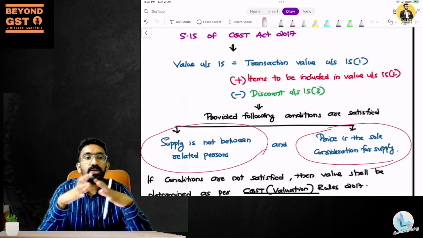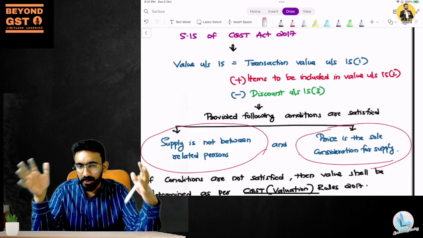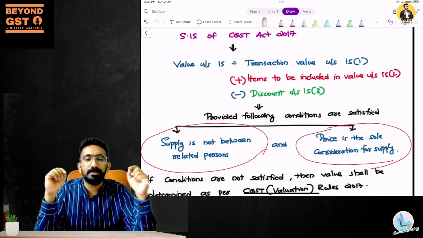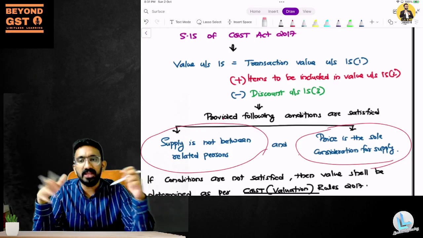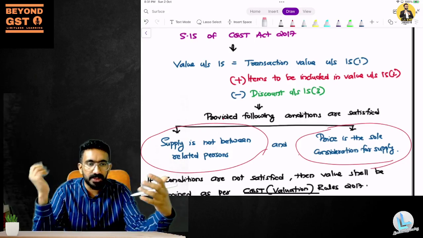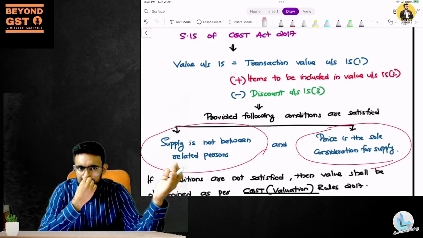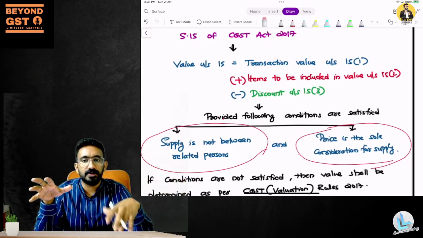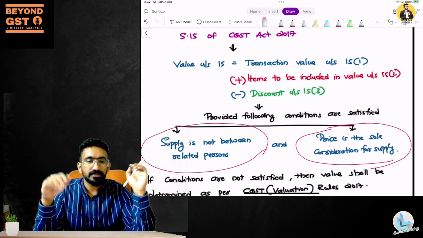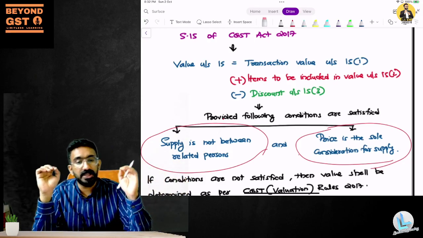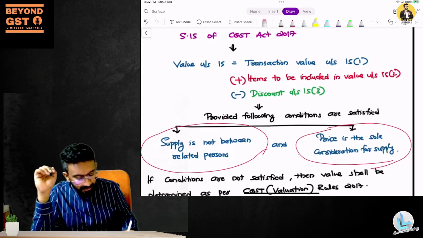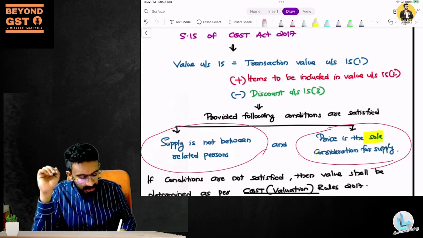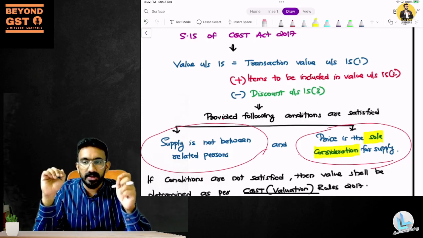They have put two conditions for you to use this approach for valuation. One is that the supply should not be between related persons. They're saying if the supply is between related persons, they don't trust the transaction value. So there are other methods in which you can compute value, which are not part of your intermediate syllabus. Then they said price should be the sole consideration for the supply. What do you mean by sole consideration? It should be the only consideration for the supply.